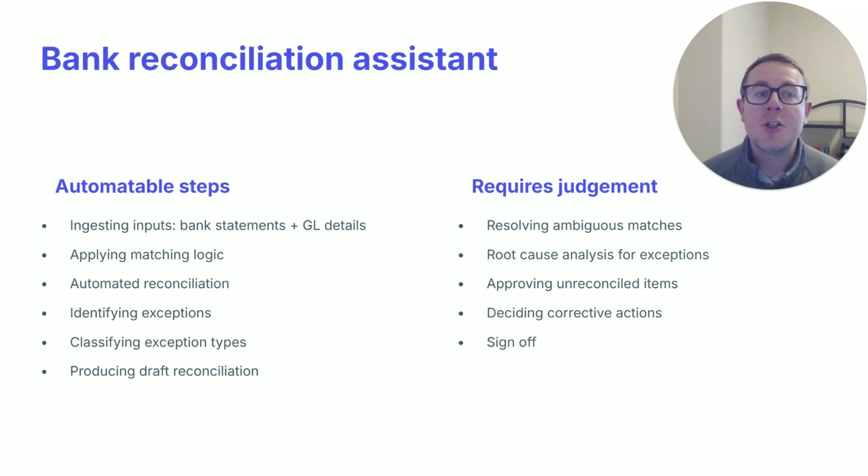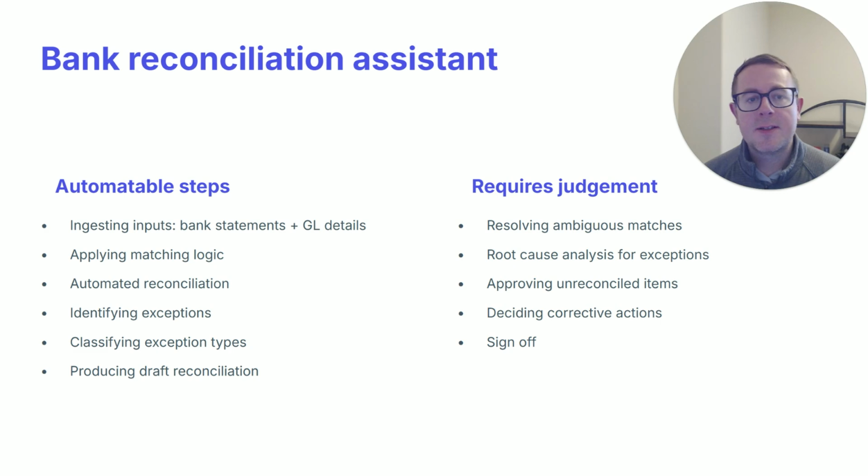Now imagine for this use case you've been asked to prepare a draft bank reconciliation and highlight exceptions for review. I want you to think about the steps that you would take and which of these can be automated versus those that require some level of judgment. Hopefully you're starting to see a pattern here.